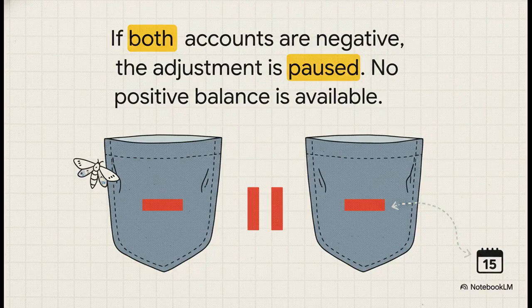And our final scenario, what happens if both accounts are negative? Well, in that case, the adjustment just gets paused. Amazon can't pull money from a positive pocket if there isn't one, right? Now, it's important to remember that this debt doesn't just disappear. Those negative balances will probably be carried over and then adjusted in a future cycle as soon as one of your accounts gets back into the positive.